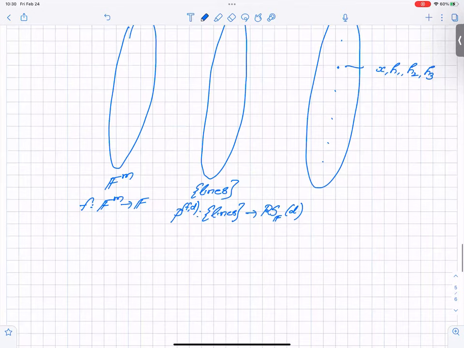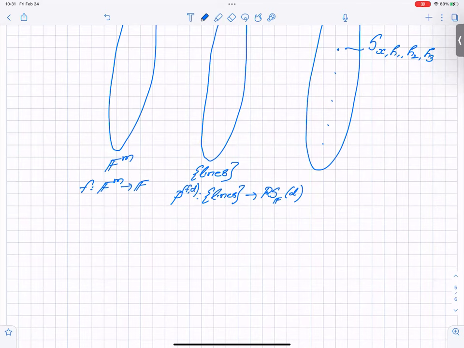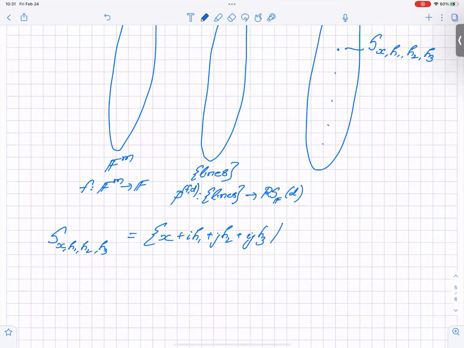So everything here is going to have a surface. For every x, h1, h2, h3, we will have a surface. And what is the surface? The surface f of x, h1, h2, h3 is going to be the set of all points x + i·h1 + j·h2 + ij·h3 as i and j range over F. This will be very similar to what happened in the Rubinfeld-Sudan test.